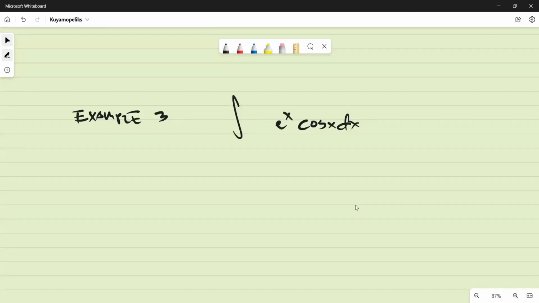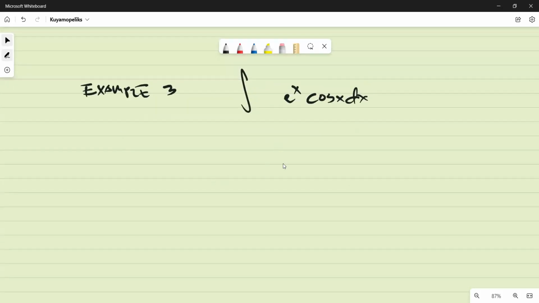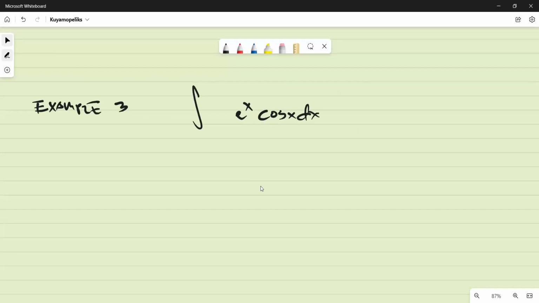Okay, for our last example in this video, let's solve for the integral of e^x cosine x dx. Medyo tricky ito dahil puro transcendentals. And since we need to identify ano yung u natin, balikan natin si LIATE. Ano yung LIATE? This is exponential and this is trigonometric.